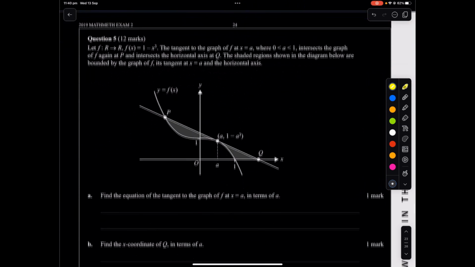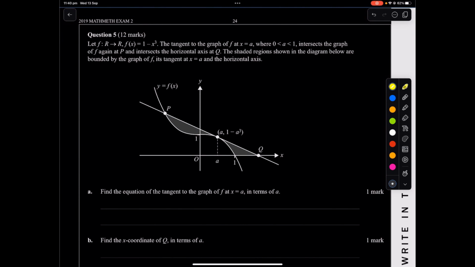Done. Question 5. If f of x is this, the tangent to the graph of f at a, which is this one over here, where a is between 0 and 1, intersects the graph of f at point P over here, and intersects the horizontal axis at Q. The shaded regions shown in the diagram below are bounded by the graph of f.